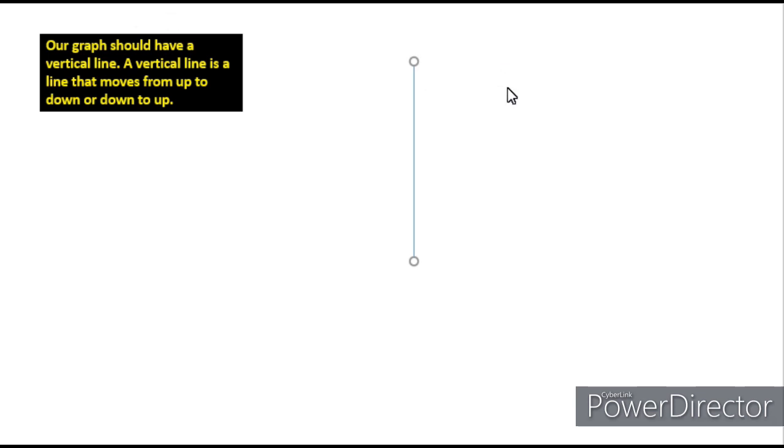We can also have another vertical line. Okay, this is quite inclined. It should be straight. Okay, so this is also another vertical line. So this is a vertical line. So our graph should have one line like this.